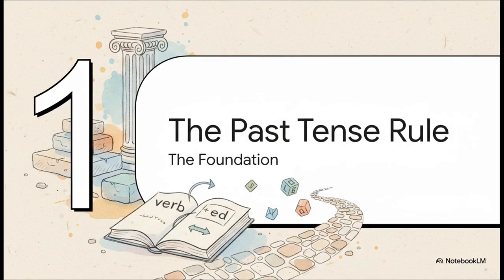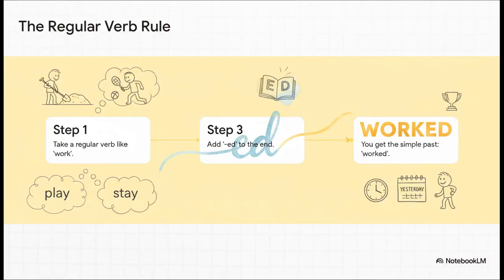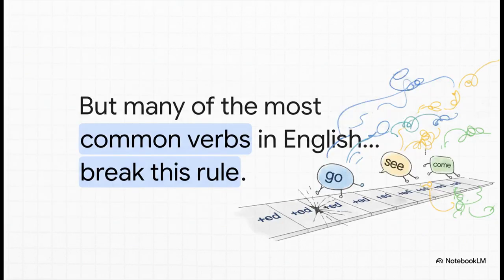Okay, so to understand why a rule gets broken, you first have to really understand the rule itself, right? And the good news is, the basic foundation for making the past tense in English is actually super straightforward. And here it is. This is the first past tense rule we all learn. You take a regular verb, let's say work, or play, or stay, you just slap an ed on the end, and boom, you've got the simple past. I worked yesterday. She played tennis. It's simple, it's predictable, it's reliable.